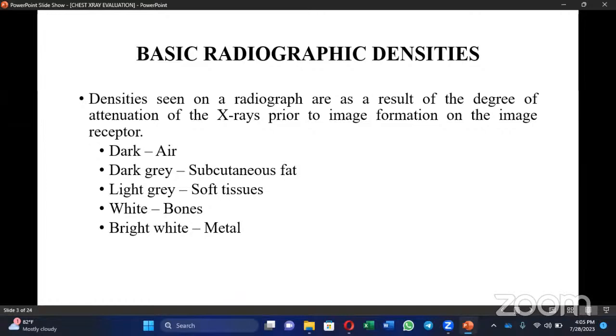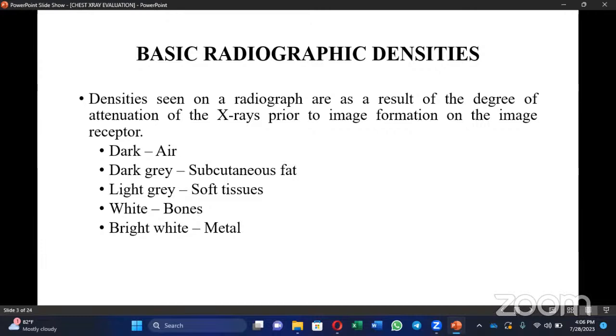So to start with, let's look at the basic radiographic densities. Whenever we are given an X-ray film or a radiograph to read, all that we mostly see are dark and white shadings on the film. These dark and white shadings correspond to the various anatomies within the area of interest or the part that we are reading.